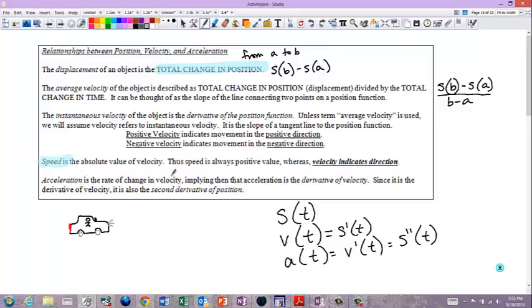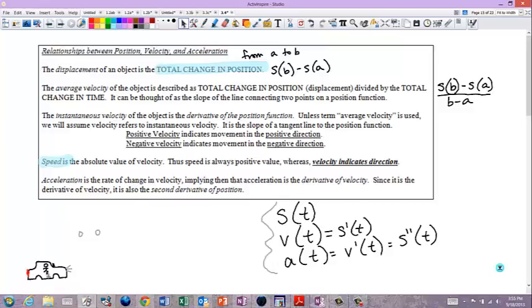Acceleration is the rate of change in velocity, meaning acceleration is the derivative of velocity. Since it is the derivative of velocity, it is also the second derivative of position. I went over that. If I was standing in front of you, I would be pretending I was a car walking back and forth. But I'm not, so pretend this is me. The velocity is the rate of change of position. My position's changing.